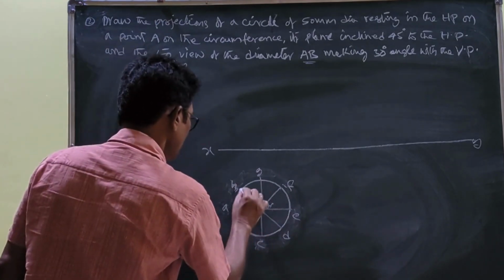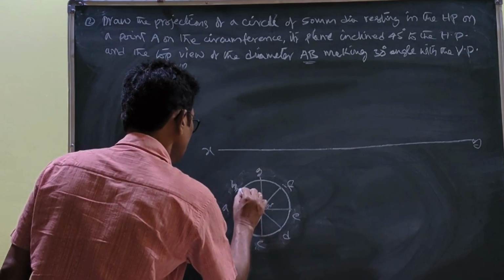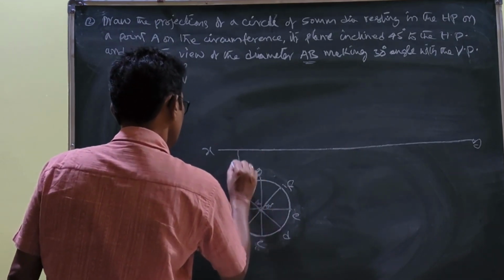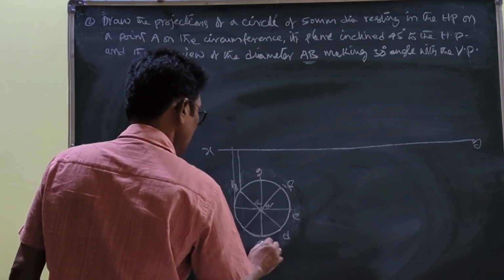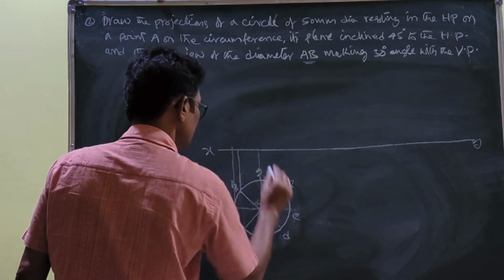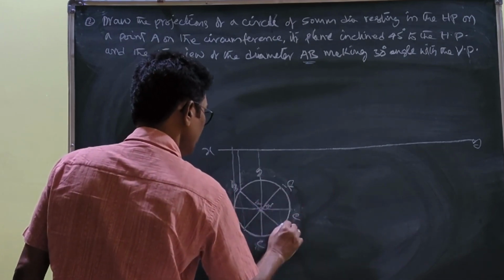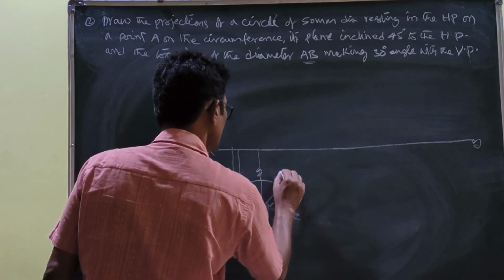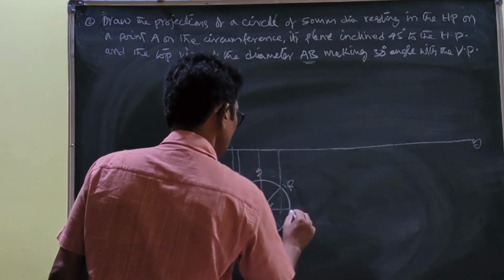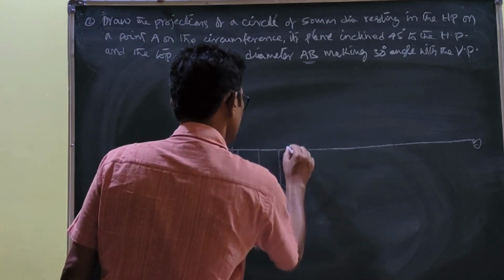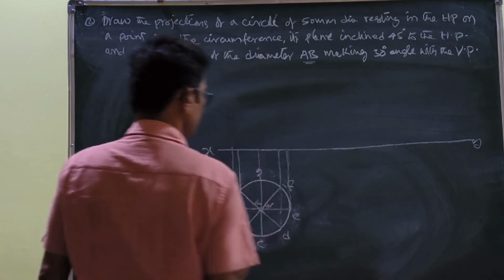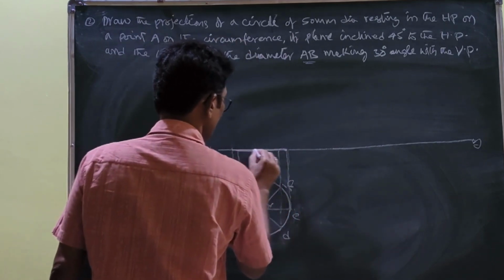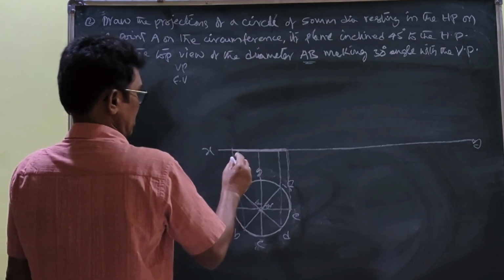B and H are passing through the same line. You draw the projector. A is also here. C and G are passing through the same line, you draw the projector. D and F are passing through the same line, you draw the projector. So E, you draw the projector. Therefore you join this line. This is the front view.